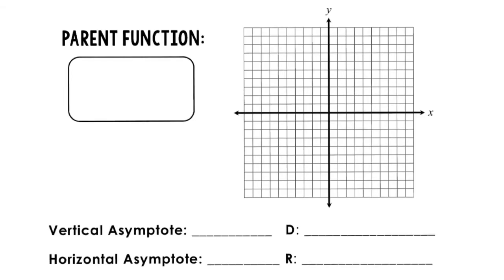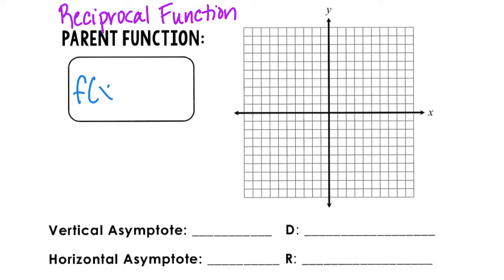Hello, this is Miss Anders, and we are going to begin these notes focusing on a specific type of rational function. And this rational function is called a reciprocal function. A reciprocal function is a very basic rational function, and its parent function looks like this. f of x equals 1 over x.